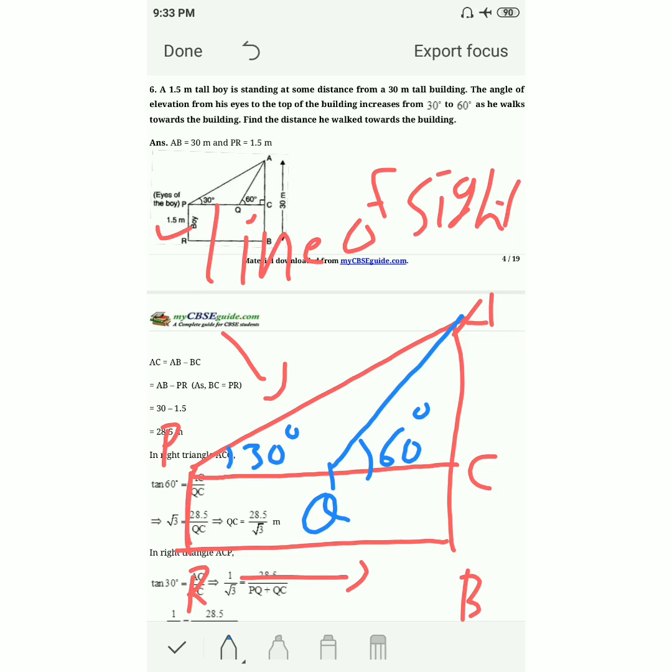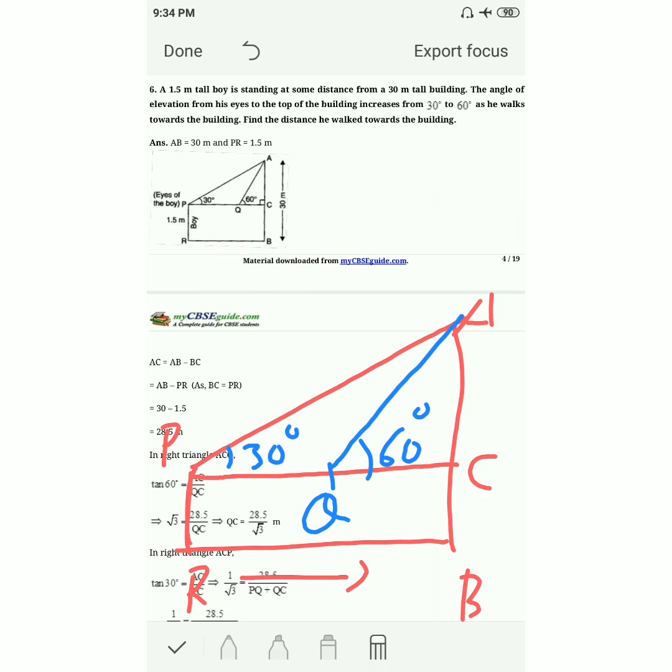If the boy reached point C, then the angle of elevation would be 90 degrees, but here it is given as 60 degrees. That means the boy needs to walk up to the point Q where the angle of elevation is 60 degrees. That's why we draw up to Q here. Okay, so this is our final figure. Here we know AB, the height of the building, is 30. We know the height of the boy is 1.5 meter.